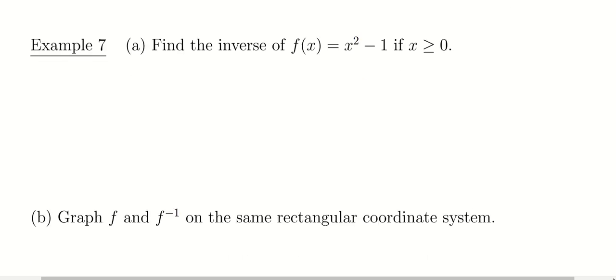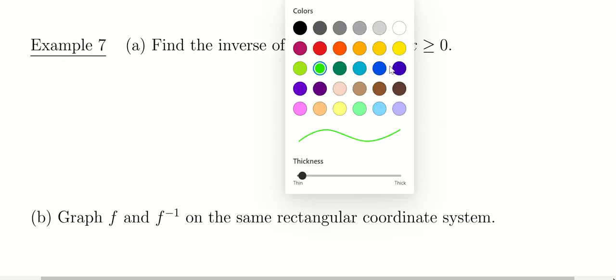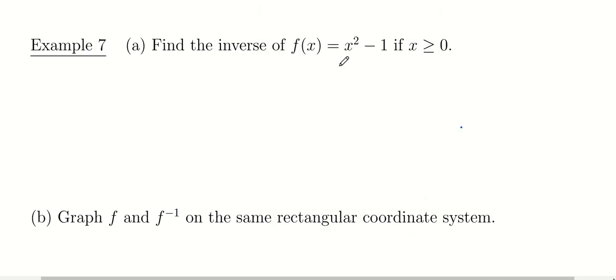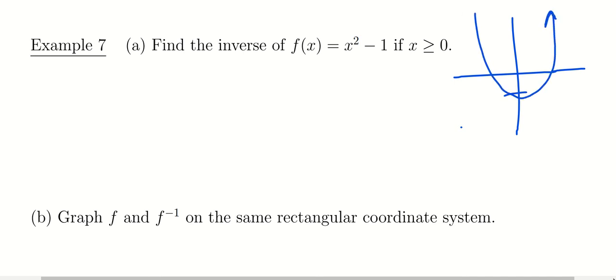Let's take a look at example 7. They ask us to find the inverse of f of x equals x squared minus 1 if x is greater than or equal to 0. So first of all, we know how to graph this function, by the way, from our transformation section. This would be the graph of x squared with a vertical shift down by 1 unit. So this graph looks like this.